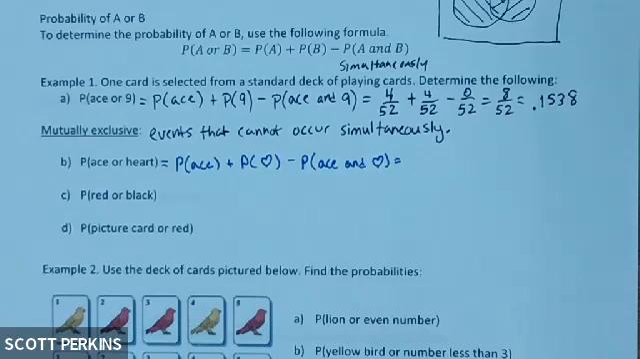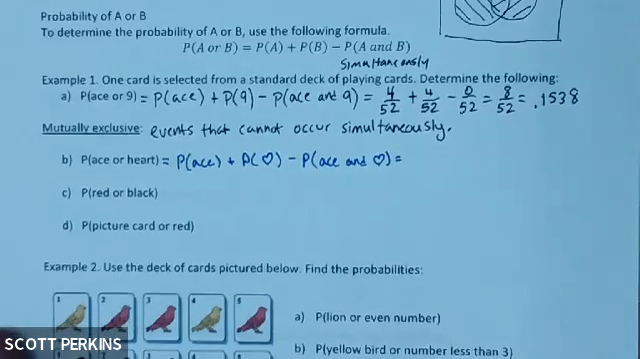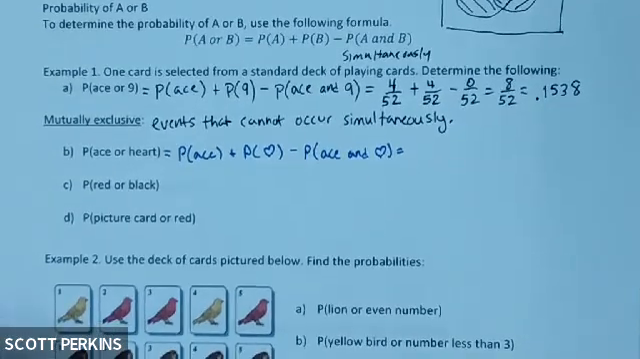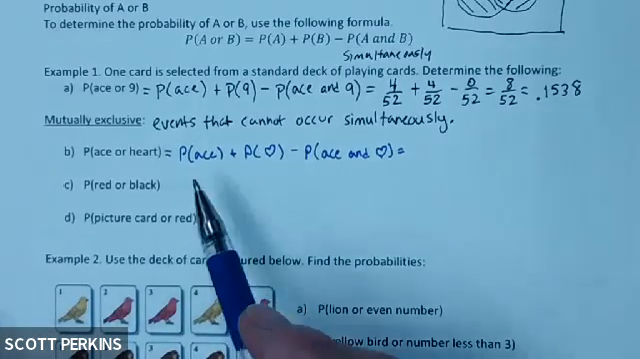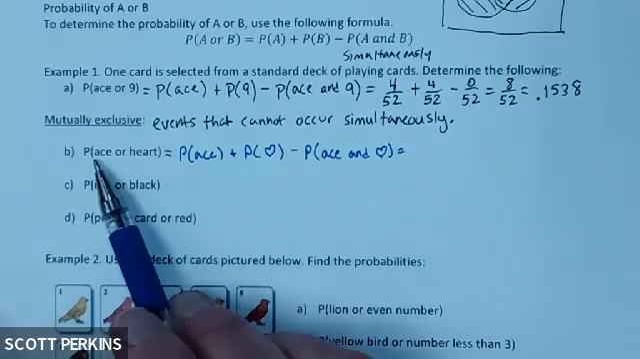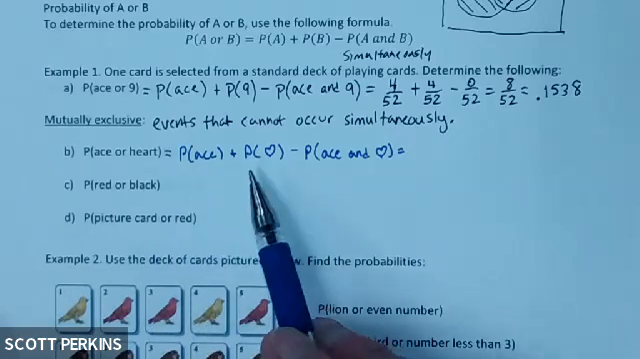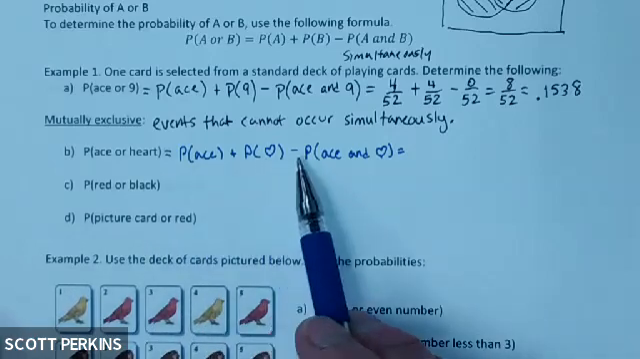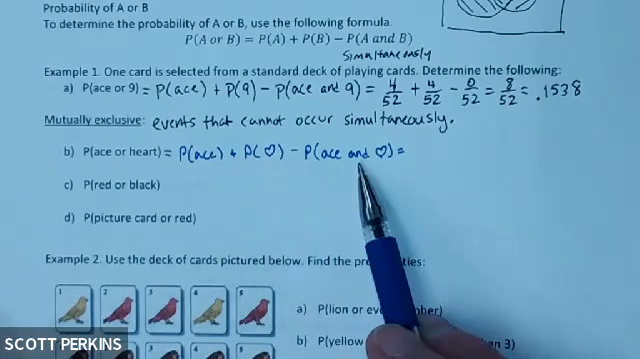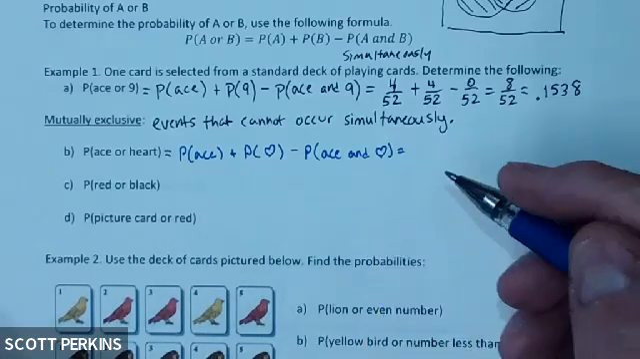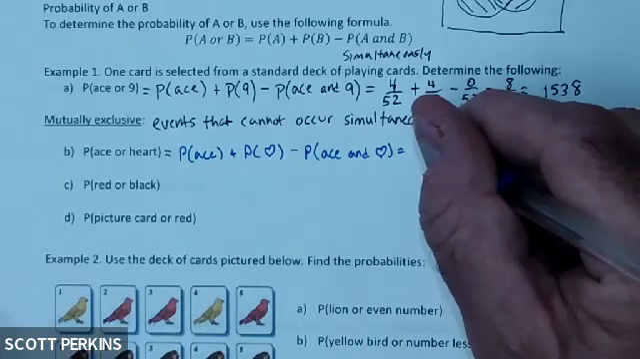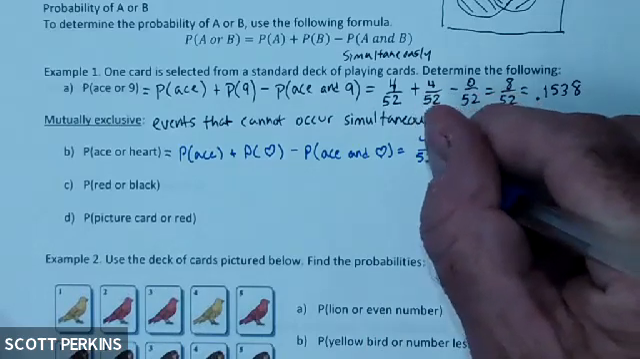All right, let's try this one out, see how you did. If you've got any questions at all about doing an OR event, please bring them on. So to find the probability of an ace or a heart, I first have to find the probability of an ace. Then I'm going to add to that the probability of a heart. Then I'm going to subtract from that the probability that those two things happen together. So we already did the probability of an ace. There are 4 aces out of 52, so I'm going to write that down.